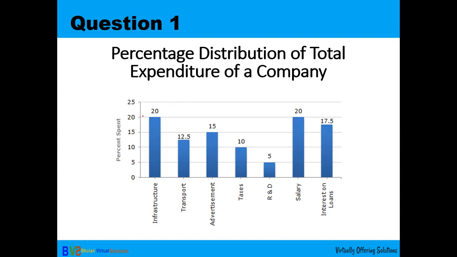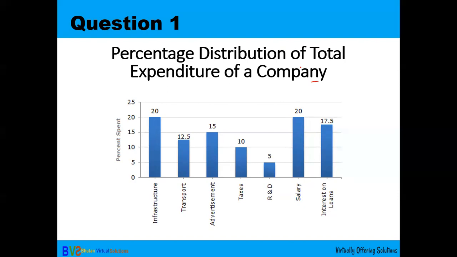Bar graph, it is usually represented like this, with rectangle forms along the x-axis and y-axis. Now in this question, how do we read this graph? This graph represents the percentage distribution of total expenditure of a company.